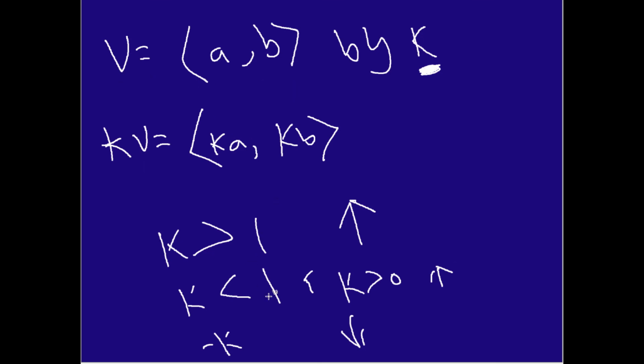When the scalar is greater than 1, the line is going to get longer. When the scalar is less than 1 but greater than 0, the line is going to get shorter. And of course, if the scalar is negative, the line is going to go in the opposite direction. It might get smaller in the opposite direction if it's greater than negative 1 but still less than 0, but it also might get longer. Those are the things to keep in mind.